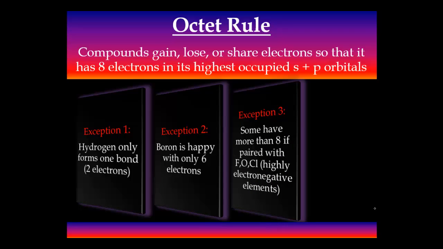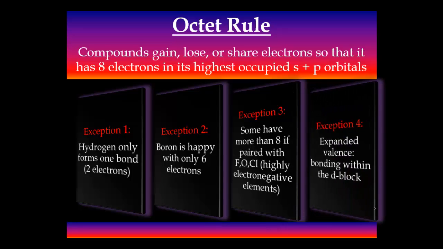Or some elements may have more than 8 if they are paired with F, O, and Cl, which are our highly electronegative elements. Because of this, those elements will pull on the electrons so much that the element that's left over will feel like it doesn't have those electrons. So it is going to look for more or other elements out there that have those electrons. So it may have more than 8 electrons around it. And the fourth exception is any expanded valence, and this is bonding within that D block.